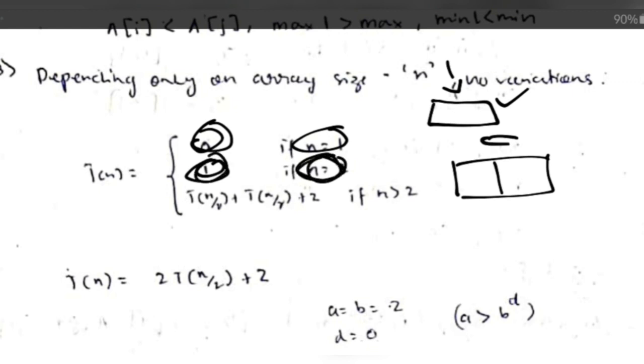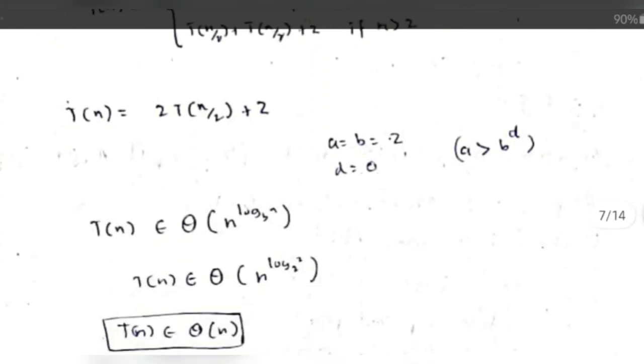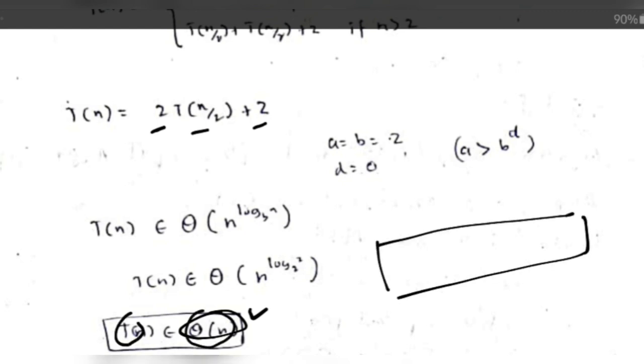Else if n is greater than 2, we'll be dividing the array, right? So it will be T(n/2) plus T(n/2) plus a constant value, for the comparison purpose. So the time complexity will be written as 2T(n/2) plus 2. By using the Master's theorem, we can write the value which is theta of n. T(n) will be theta of n, which means it's a linear growth. The more elements, the more the time complexity.